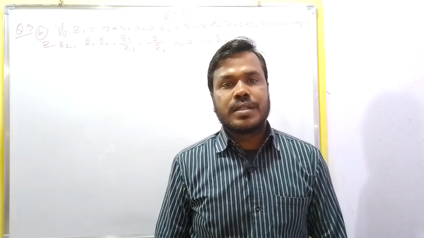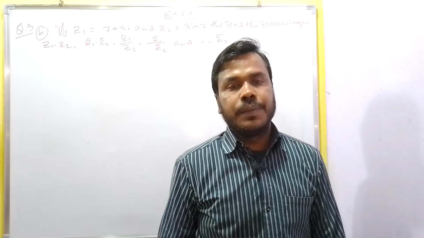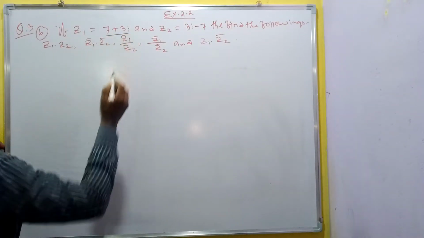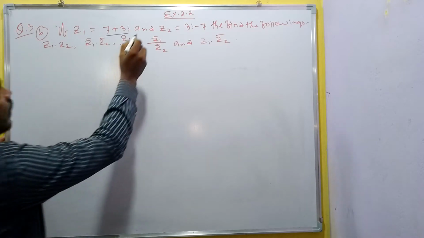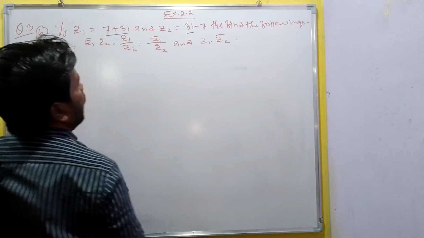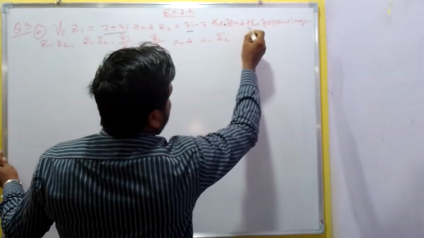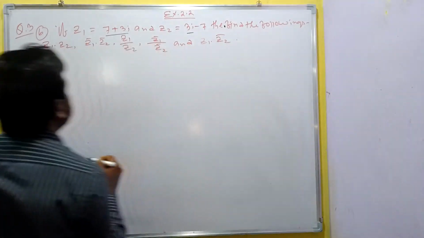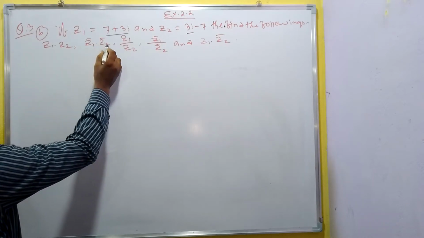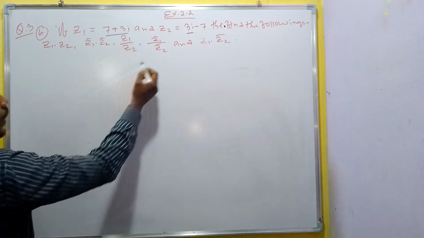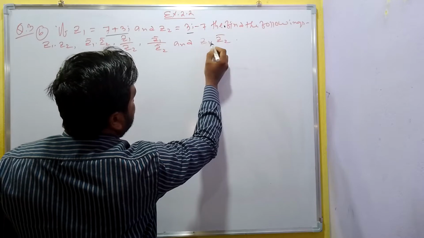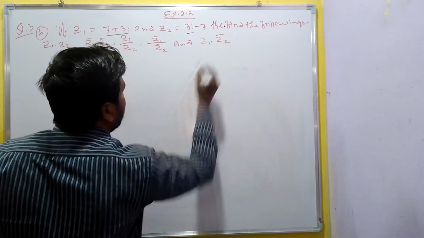Now start Advanced Math class 10, exercise 2.2, question number 3b. If z1 equals 7 plus 3i and z2 equals 3i minus 7, then find the following: z1 into z2, z1 inverse into z2 inverse, z1 by z2, z1 inverse by z2 inverse, and z1 into z2 inverse.